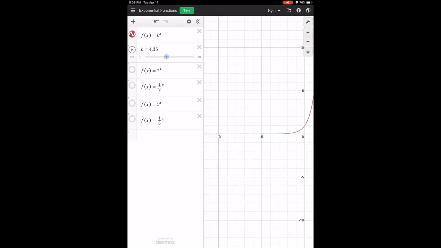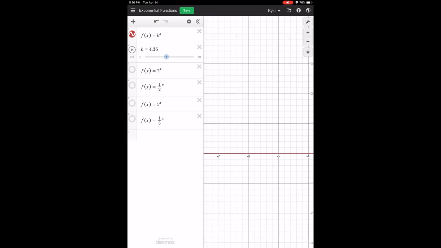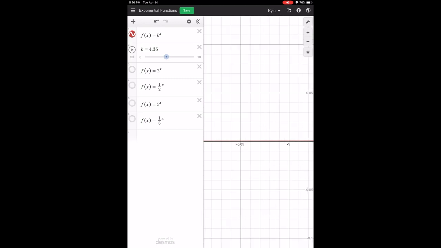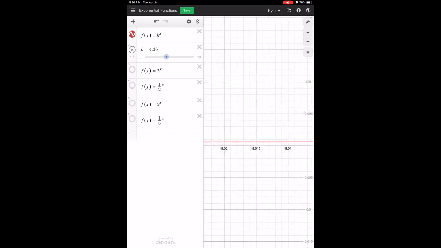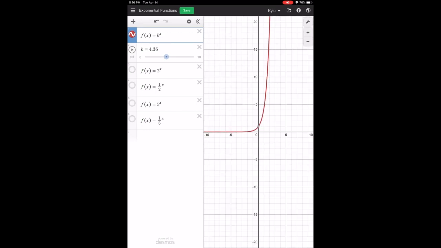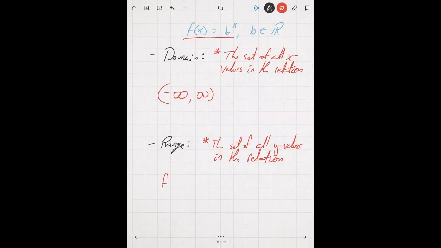Let's take a look over here at maybe like 5 or something, or -6. It looks like maybe I'm on the line here. But if I zoom in enough, you can see again, nope, I'm still not on the line. I'm incredibly close to it, 0.00062. I'm incredibly close to that line, but I never actually hit it. So ask yourselves, is it possible for our output to be 0? Is it possible for f of x to equal 0?